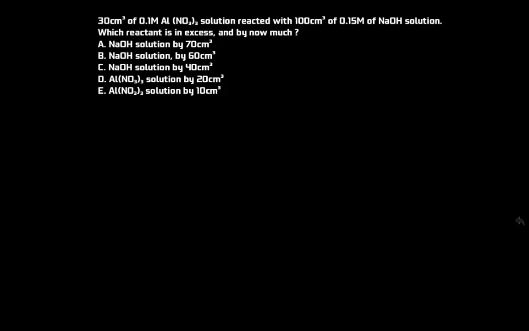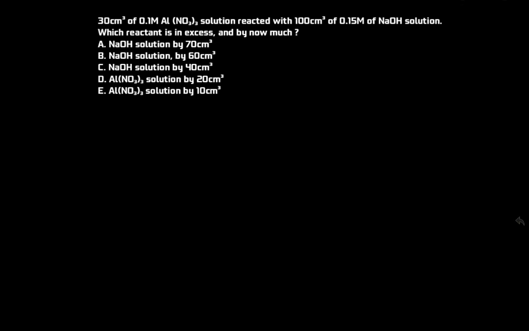30 cm³ of 0.1 molar aluminum nitrate solution reacted with 100 cm³ of 0.15 molar sodium hydroxide solution. Which reactant is in excess? Here is the 6-step process that will help you get the answer to this question.